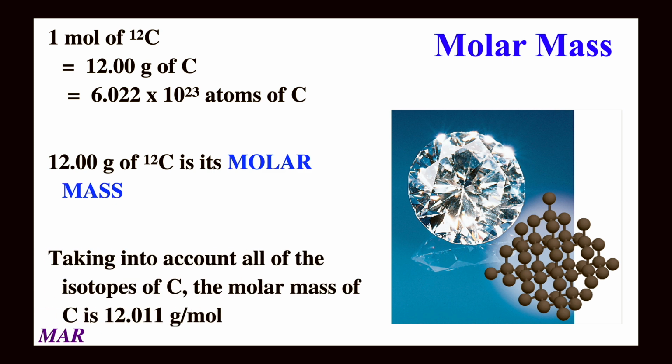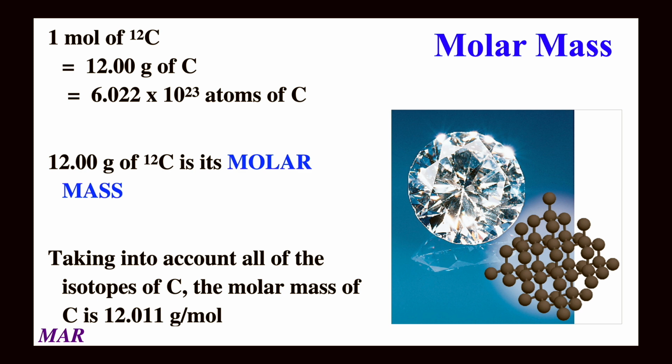Most of the time, carbon is a mixture of isotopes. There's carbon-12, a little carbon-13, and 14. So if you look on the periodic table, hint, hint, 12.011, that number down there, that is the molar mass of carbon with all the isotopes. And this is exciting because if you weigh out 12.011 grams of carbon, you're going to have 1 mole of carbon. And again, 1 mole is 6.022 times 10 to the 23rd.